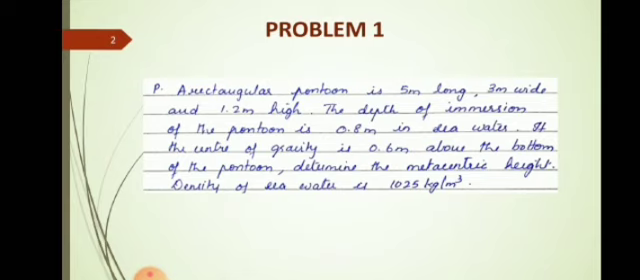So in this problem you have a rectangular pontoon and the dimensions are given. The length is 5 meter, width is 3 meter and the depth or the height is 1.2 meter, and it is immersed in seawater up to a height of 0.8 meter. The center of gravity is 0.6 meter above the bottom of the pontoon. Then determine the metacentric height, and the density of seawater is given as 1025 kg per meter cube.